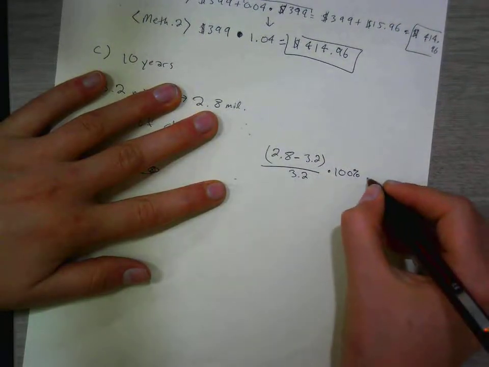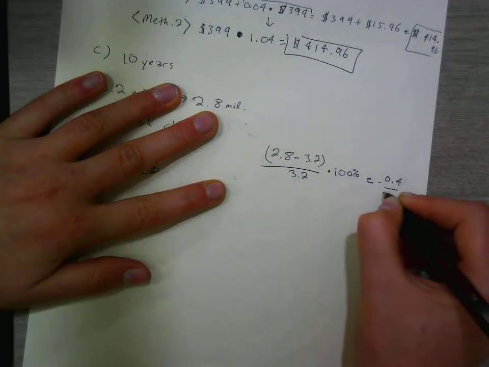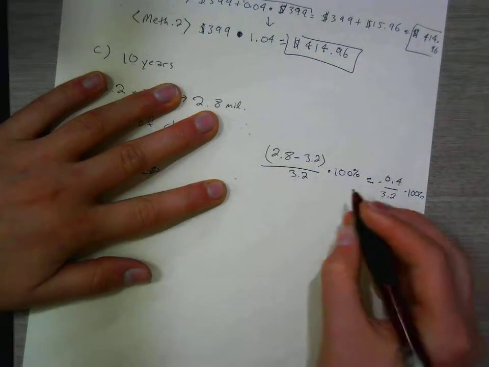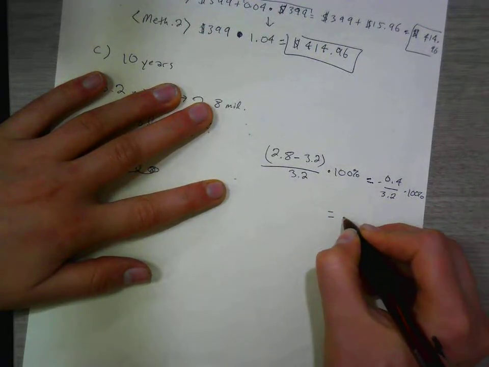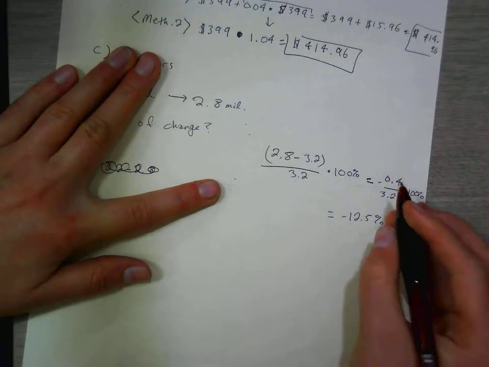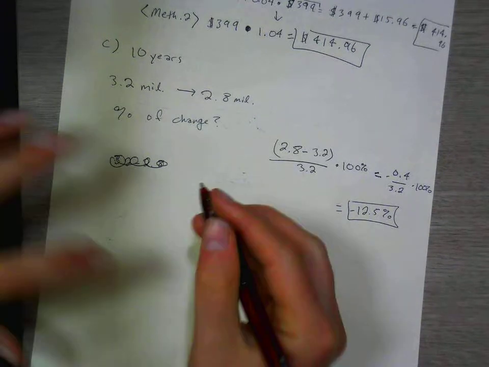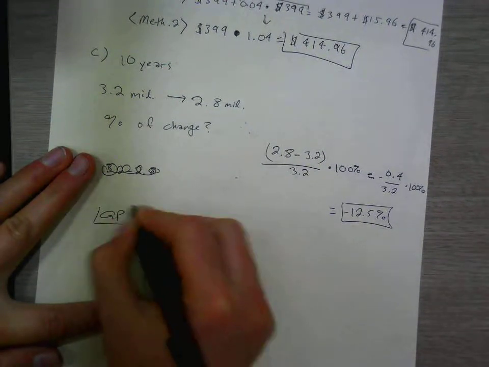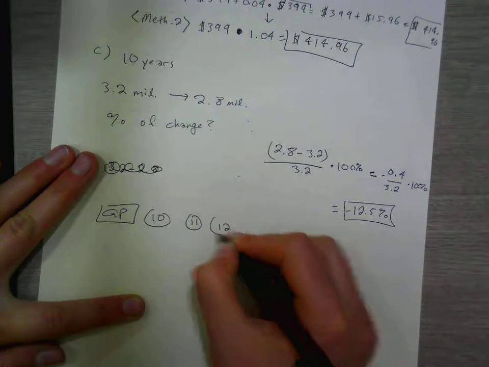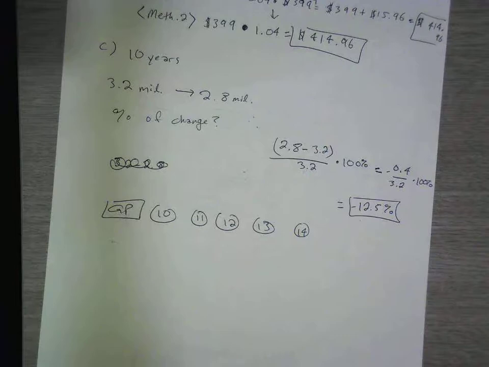So this equals negative 0.4 over 3.2 times 100%. That gives us a grand total of negative 12.5%, a decrease, because it's negative. They lost that many people. Go ahead and try, go to practice 10, 11, 12, 13, and 14. That's all for today.